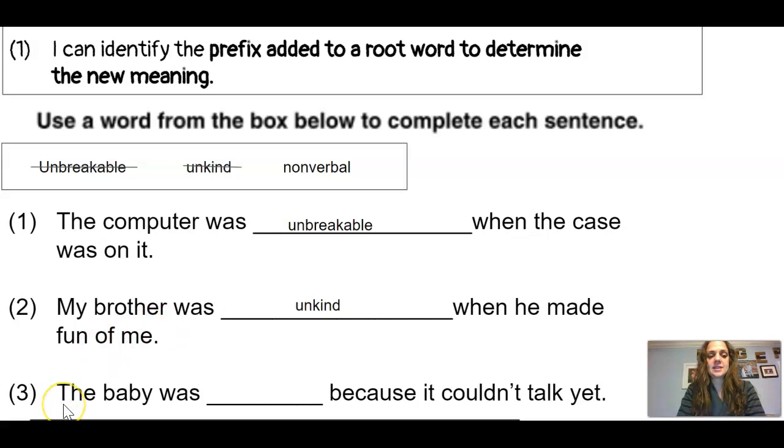And the last sentence, the baby was blank because it couldn't talk yet. Go ahead and plug in the word that makes sense. Let's check your thinking. The baby was nonverbal because it couldn't talk yet. We have just identified the prefix added to a root word to determine the new meaning. Let's go into our text and see how it works as a reader.